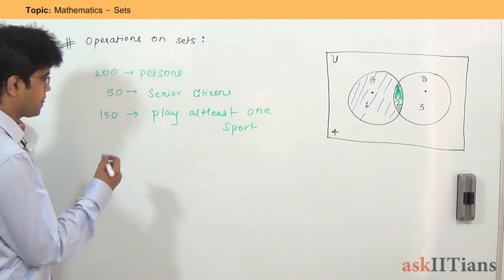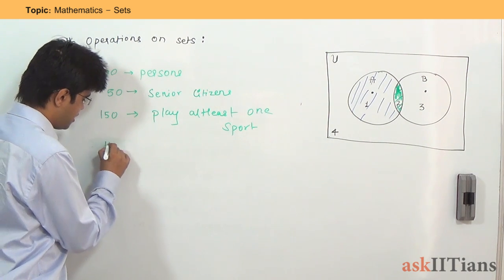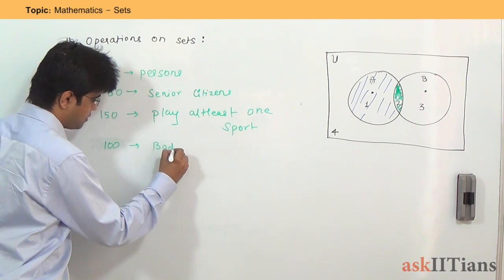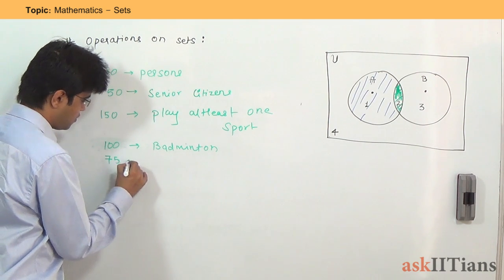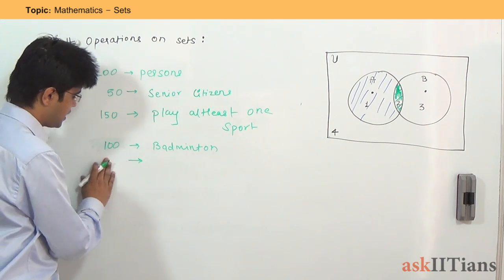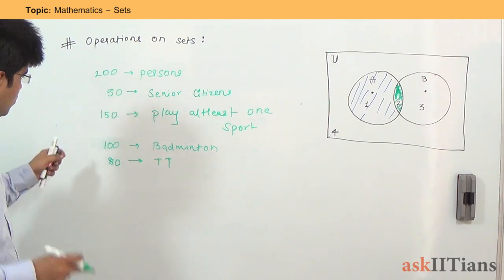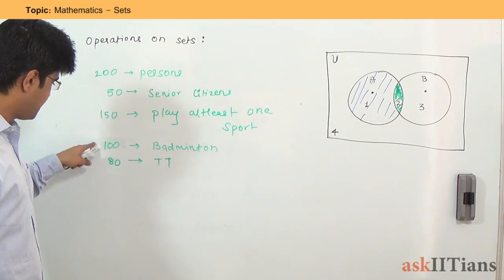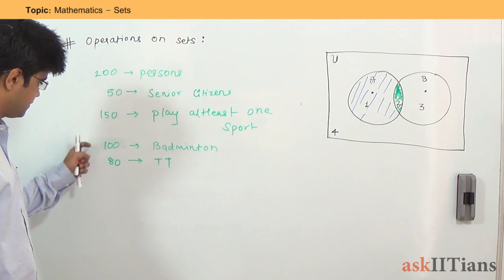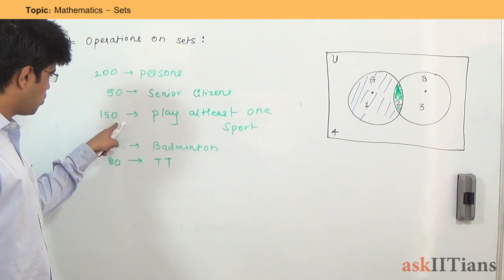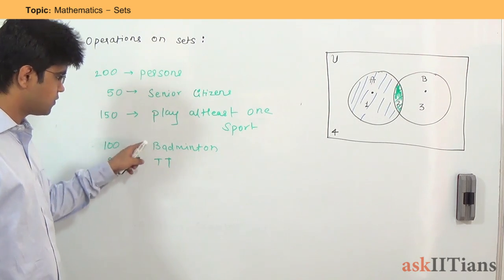Now let's say that there are 100 people who play badminton, and there are 80 persons who play table tennis. Out of these 150 people, 100 play badminton and 80 play table tennis. Now if I add these, 180, then it overshoots 150. That means some of the persons are playing badminton and table tennis as well.